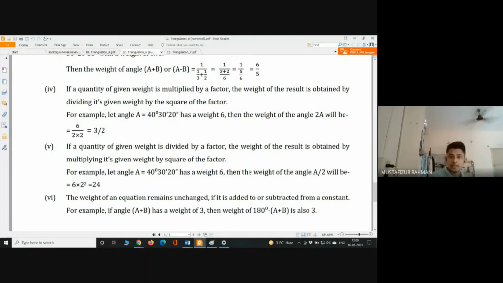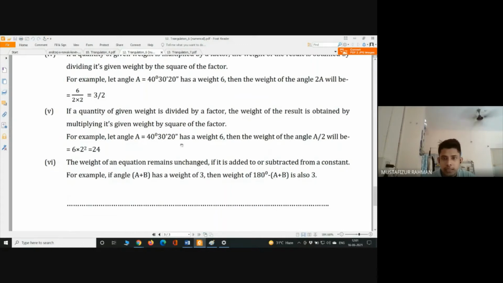Now, in the earlier case, what happened? Angle A is there, and we were finding out the weight for twice A, or a bigger angle. But here, in this case, we have an angle A, and we are finding out the value or the weight for A by 2, a smaller angle. So what will happen? The weight will increase. Okay, the probability that we may make an error will decrease.